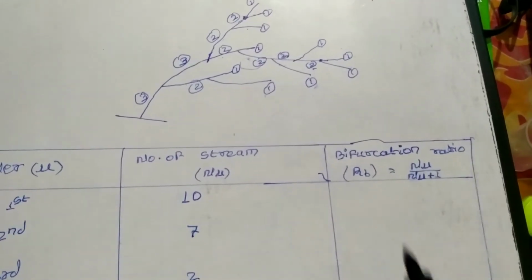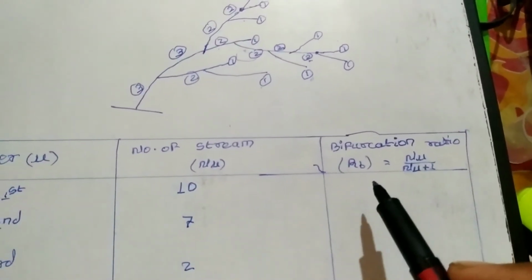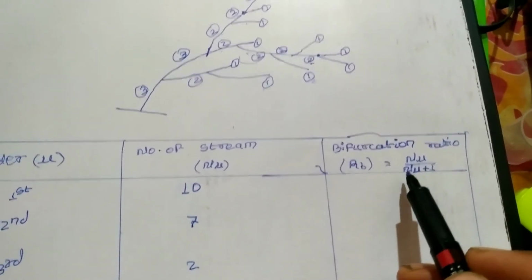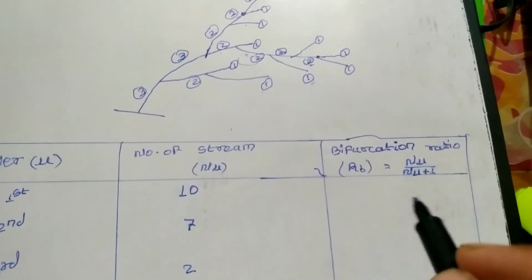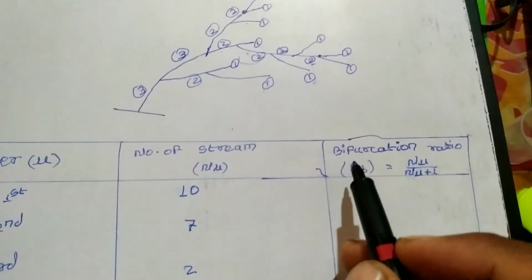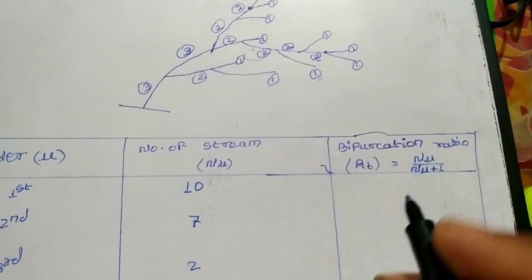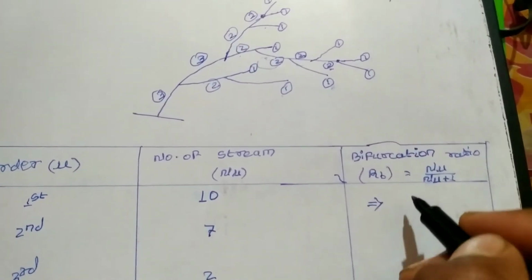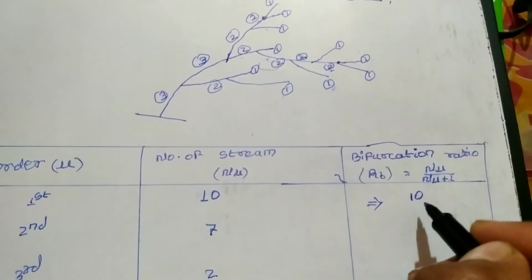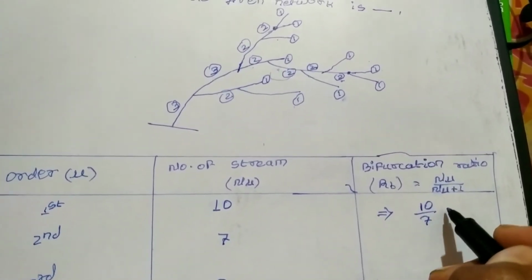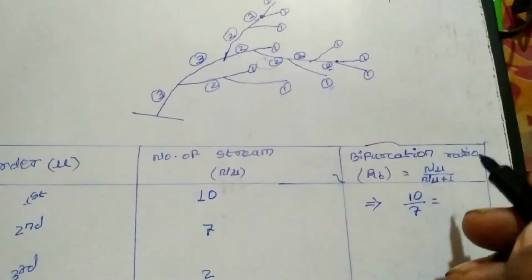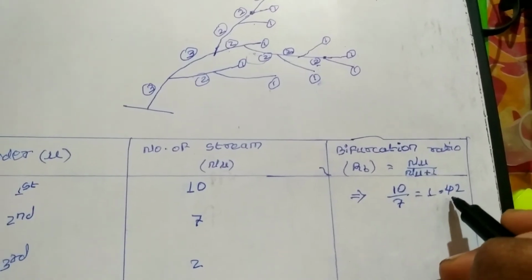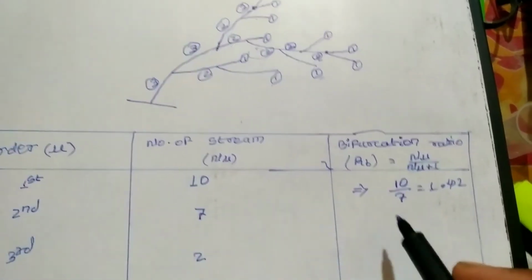Then what will be the bifurcation ratio? Bifurcation ratio means the number of streams of an order divided by the number of streams of the next order. So if we calculate the bifurcation ratio for first order streams, we divide 10 by 7. Then if we calculate this, we get 1.42. This is the bifurcation ratio for first order streams.